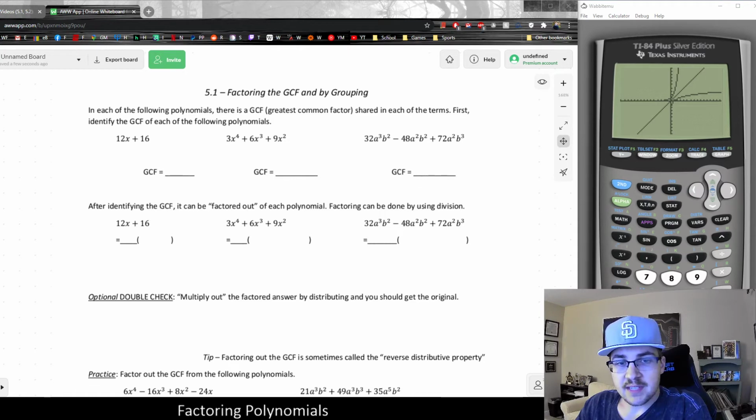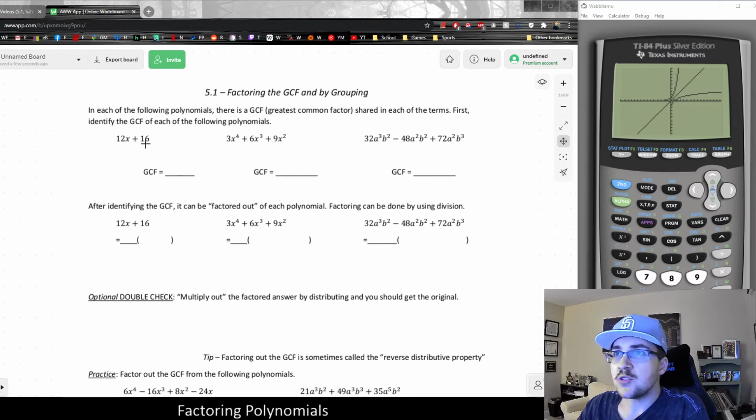And basically, this is a way of saying that in a polynomial, sometimes the terms may have a common factor between them all. And when they do, we could factor them out or divide them out. Sometimes we refer to it as the reverse distributive property. But basically, we would want to analyze each term of the polynomial and see if they share any factors. So like in the first example, 12x and 16, we'd want to look at each factor individually and determine, well, what common factors are there at all?